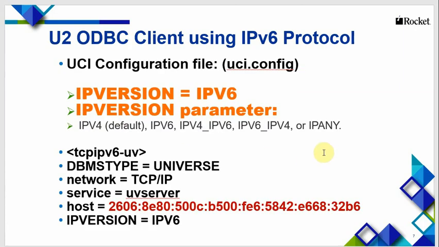For the U2 ODBC client, it's a little bit complicated because you need to put the setting in the UCI.config file. Inside the UCI config file, they have an additional parameter called IP version equal IPv6. They have multiple choices. You can use IPv6 or IPv4 underscore IPv6. So if you use IPv4, you can use IPv6 also.